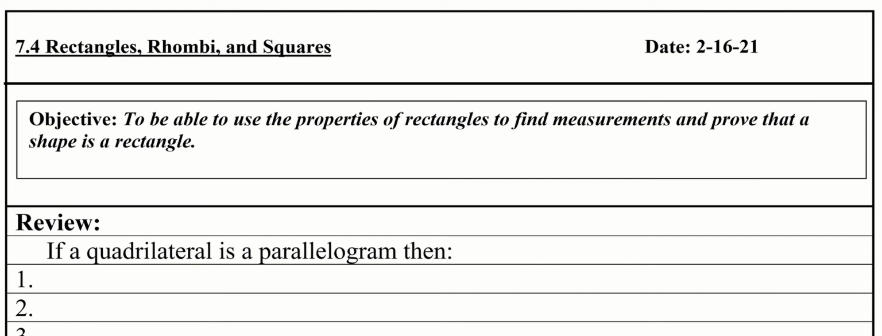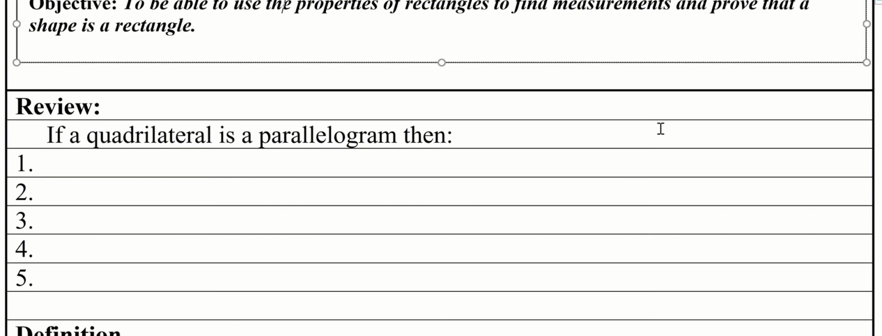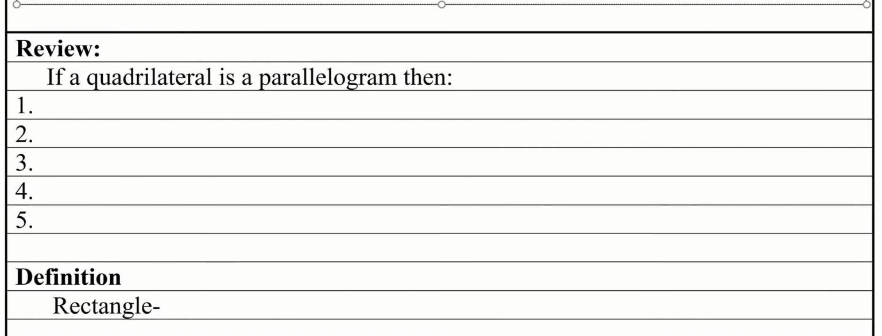Okay, so the date today, or the date that we would do this, is the 16th, if you'd like to add that. And our objective, and this should be changed, this doesn't only deal with rectangles, but also using the properties of rectangles, rhombi, and squares as well. Okay, so with all this, a little review: we talked about parallelograms a good amount, and we said if a quadrilateral is a parallelogram, then we have many different properties that we knew information about.